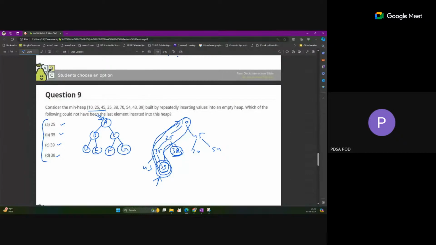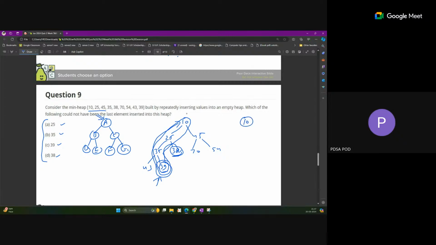So if you are looking at the maximum, the first maximum definitely comes at the root place. The second maximum will always come as a child of the root node, any child. But we cannot say that the third maximum will come at a child node. The third may come at a different place. So we can say that with an example.